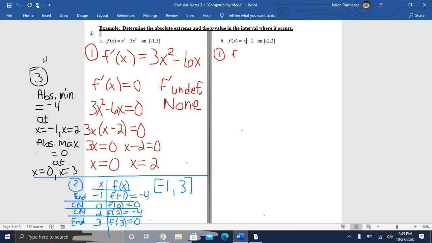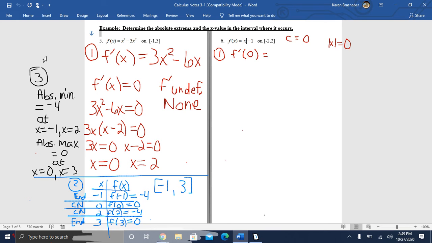So f prime of, now actually we need to discuss what our c value is. We want to use the x value that causes your absolute value portion to equal 0. So c will equal the number that causes the absolute value of x to equal 0. Well, in that case, c will equal 0. So we're going to look at f prime of 0.